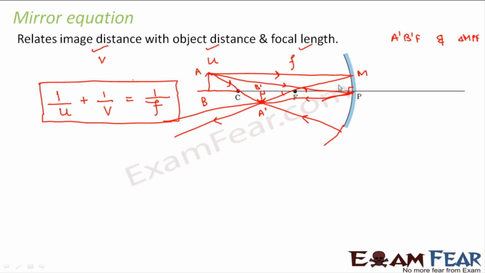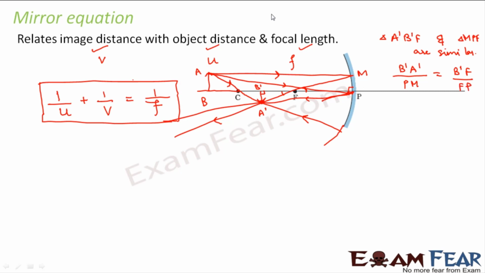So we can say that since all the angles of these two triangles are similar, triangles A'B'F and triangles AMPF are similar triangles. Now by property of similar triangles, we can say that B'A' divided by PM will be equal to B'F divided by FP.